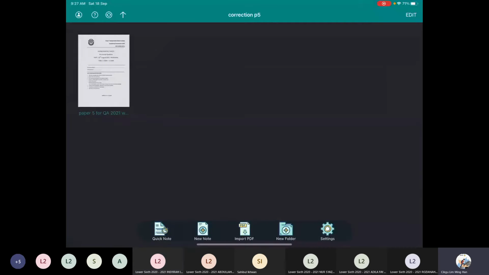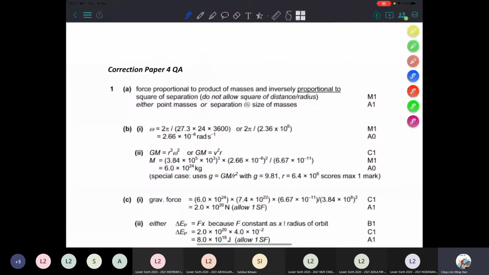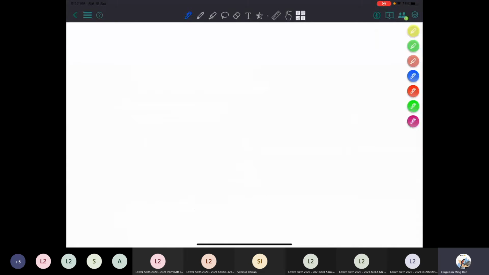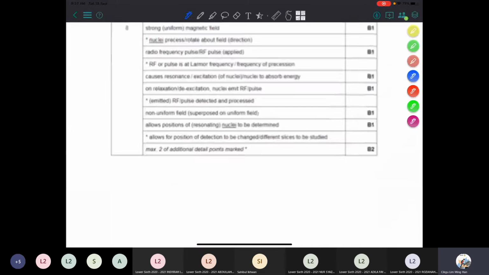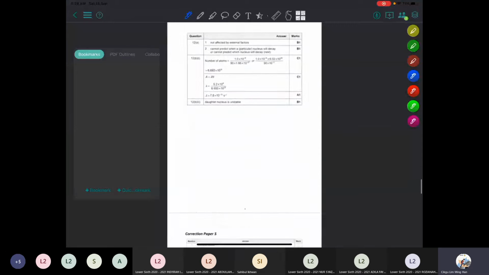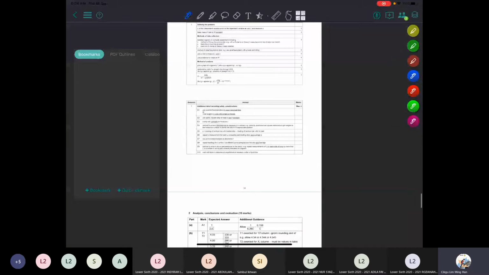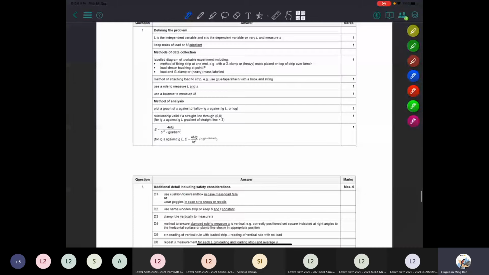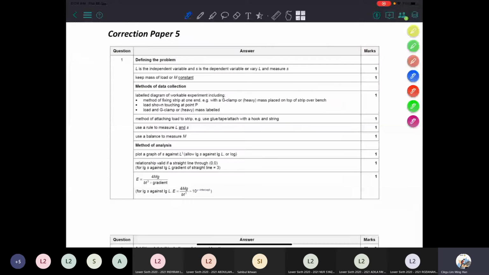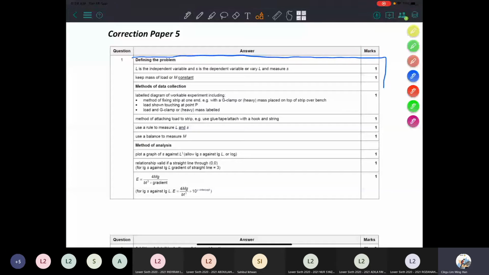I think I saved it somewhere. Question QA. This one I think. I think it's here. Wait. Alright. So for defining the problem, let me just show you here. Defining the problem. So this is one part.